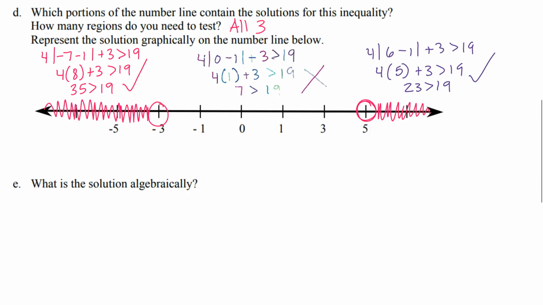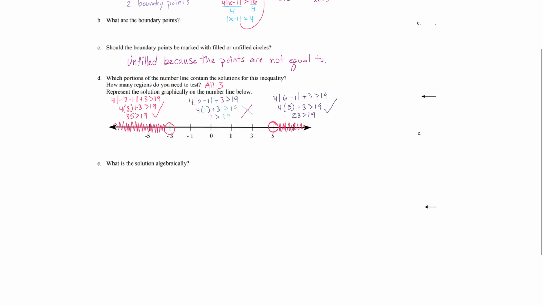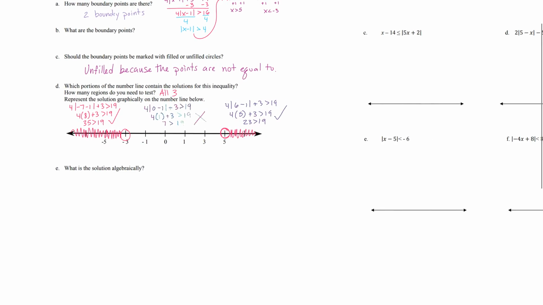All right. And then what is the solution algebraically? All you have to do is list out the solutions. So x is less than -3 or x is greater than 5. That's all that means.